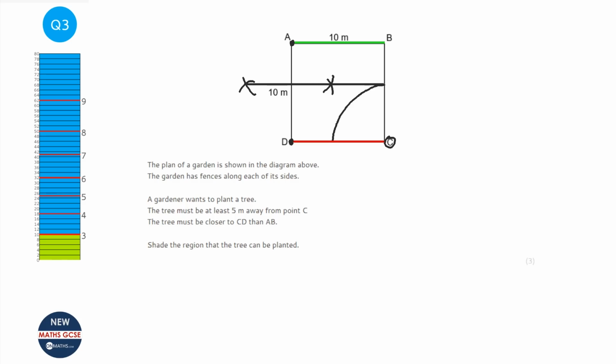So it says shade the region the tree can be planted. So it's anywhere, and I might do a different colour for this so it just stands out a little bit. It's anywhere here. Now you always just double check this. So the blue shaded, and in your exam don't bother with a different colour, just use a pencil to shade it in. It says the tree must be at least 5 meters away from point C, which mine is, and the tree must be closer to CD than AB, which mine is.